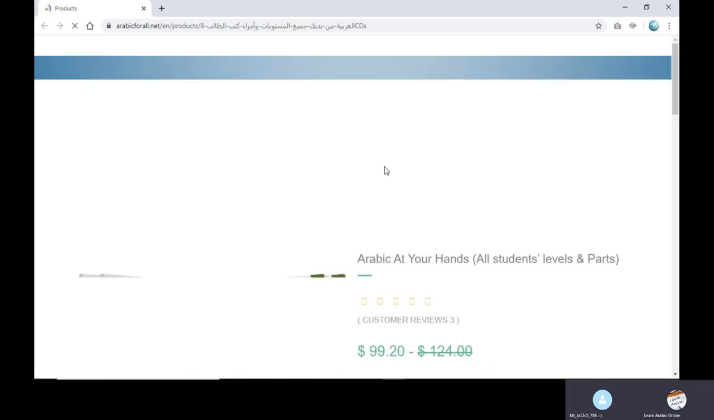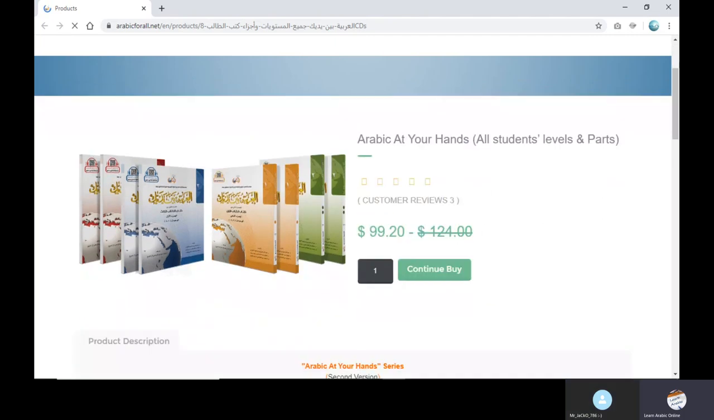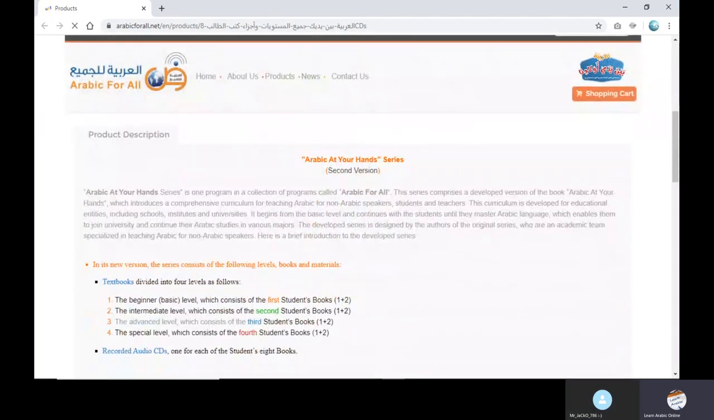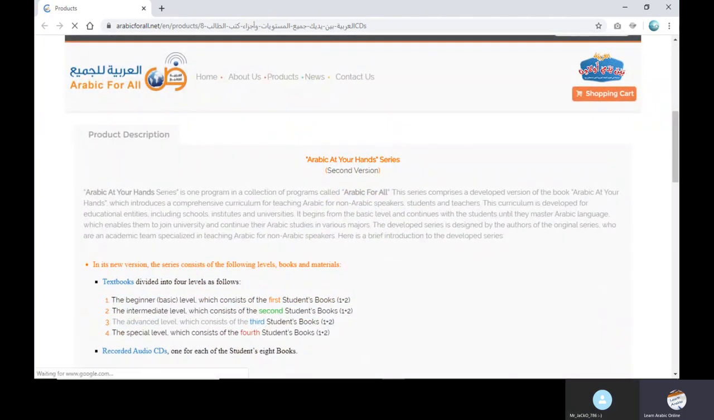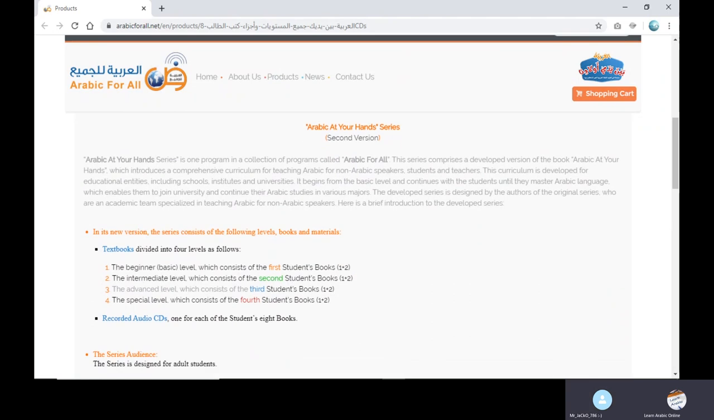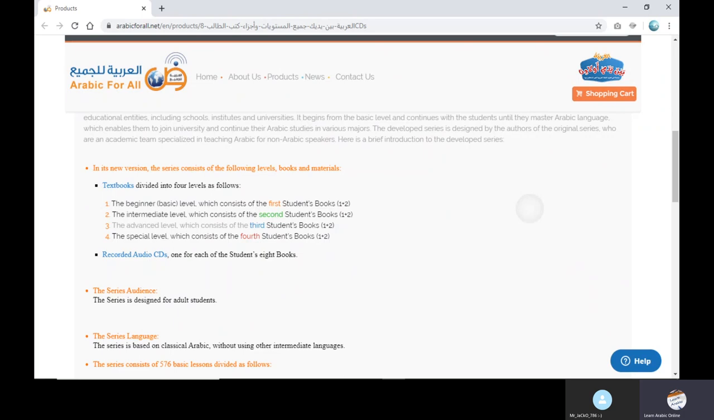Okay, you can use translation, but there is another thing. I recommend you to read it as it is written in Arabic. Let me tell you, this is a page which is recommended by the writer of the book.